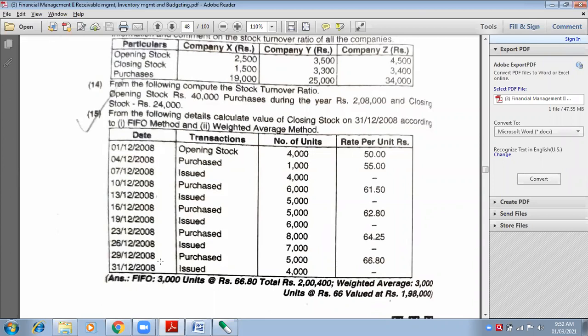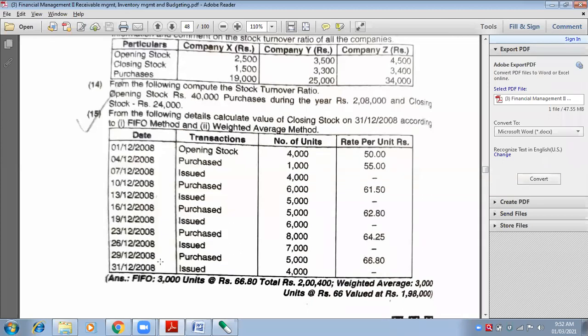From the following details, calculate the value of the closing stock on 31st December 2008 according to FIFO method and weighted average method. We'll do both of them together. First, we will do weighted average and then we will do the FIFO method. So this sum will be done twice. See, transactions are given with the number of units and the column of rate per unit. So let us quickly start.